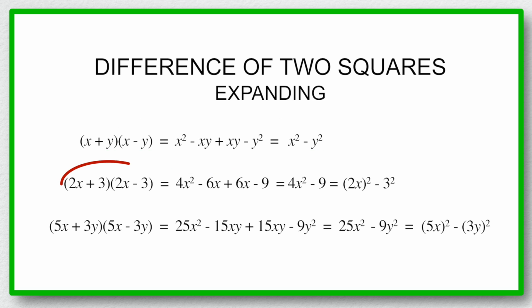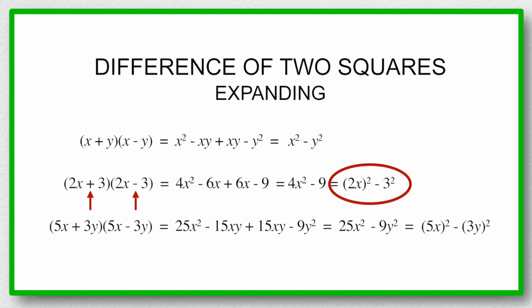For (2x + 3)(2x − 3), notice that in the brackets, the difference between the expressions is the sign. We have a plus here and a minus here. The two terms are the same. And the resulting expanded expression is a difference of two squares: 2x all squared, subtract 3 squared.